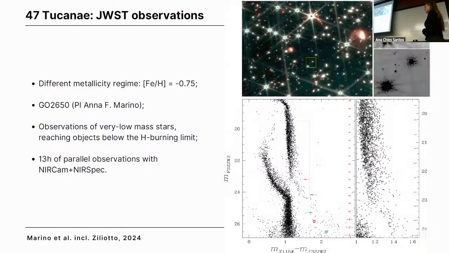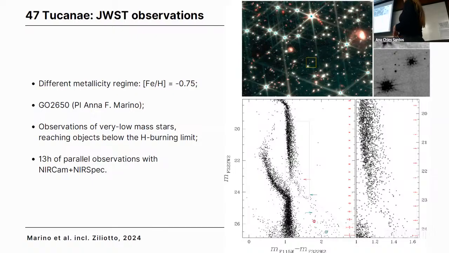We did the same for 47 Tuc. For 47 Tuc, we have JWST observations using both spectroscopy and photometry. For the M2Rs of 47 Tuc, we got the first spectra ever obtained for M2Rs in a globular cluster.